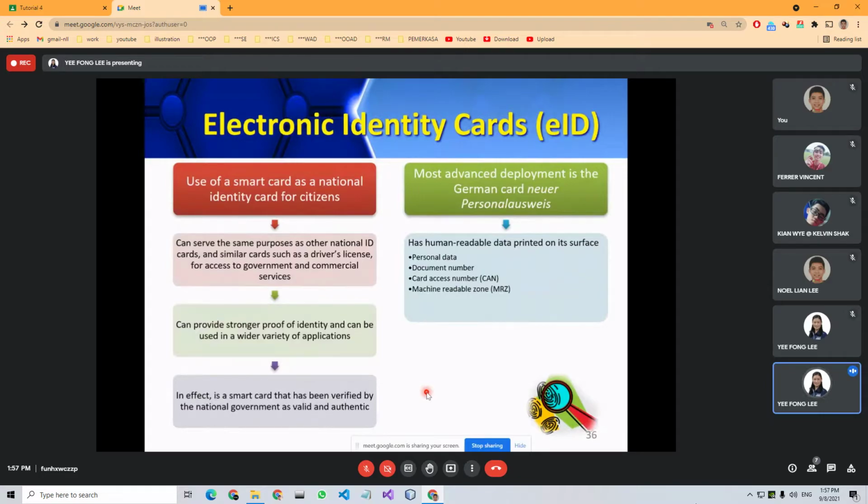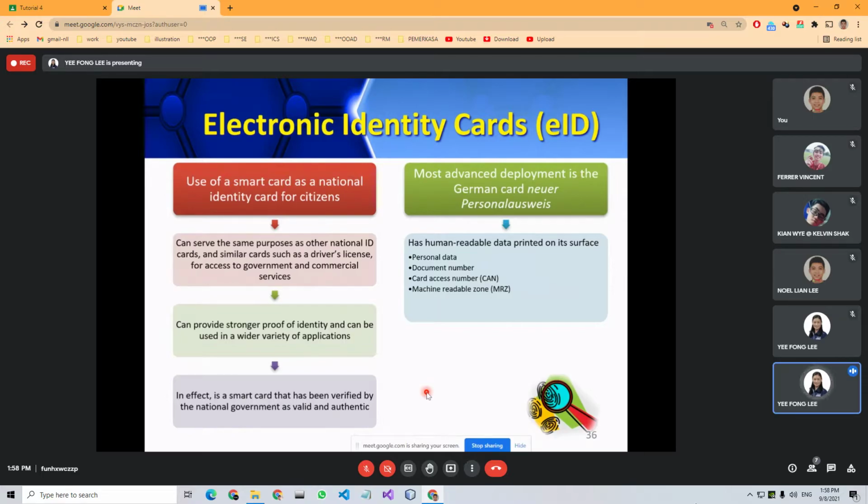Electronic identity cards. This is important. The application of a smart card is important when we use it as a national identity card. Similar to a driving license, it can identify the authenticity of the user. This EID, electronic identity card, is a type of smart card that has been verified by the national government as valid and authentic. That's why it is used for our IC.